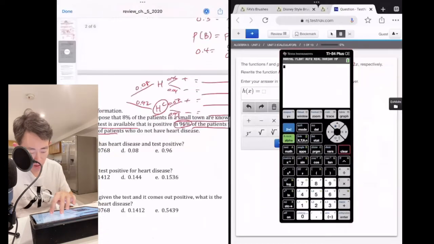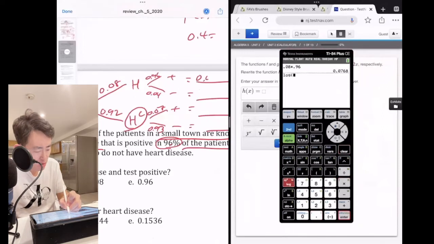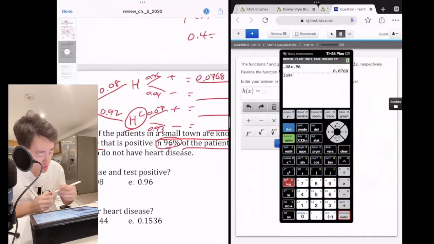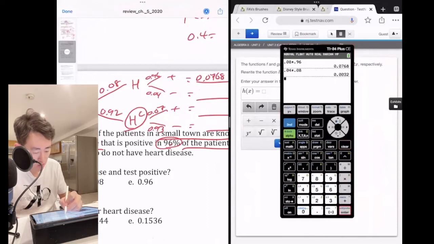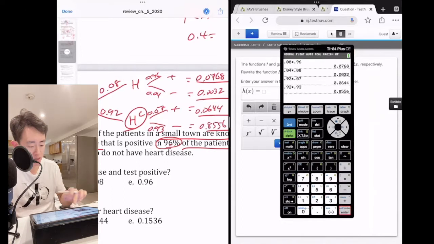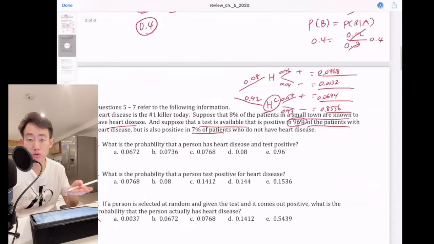So I'm going to use my calculator on the side here. 0.08 times 0.96, that's 0.0768. 0.04 times 0.08, okay, 0.0032. 0.92 times 0.07, that's 0.0644. 0.92 times 0.93, 0.8556. Okay, so you're going to use your calculator and get all these wonderful numbers. And now you're going to go to the questions, right?